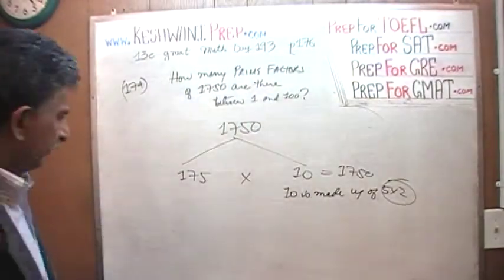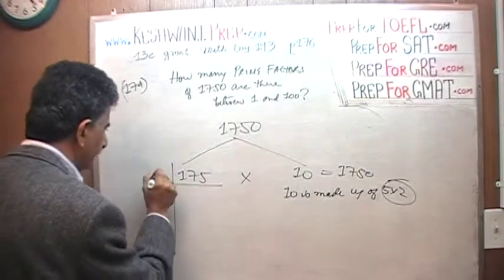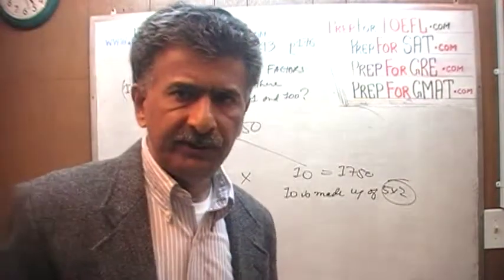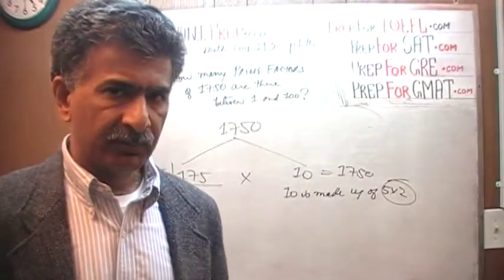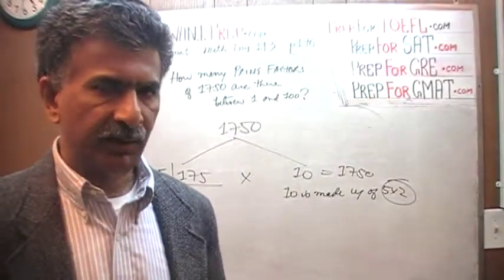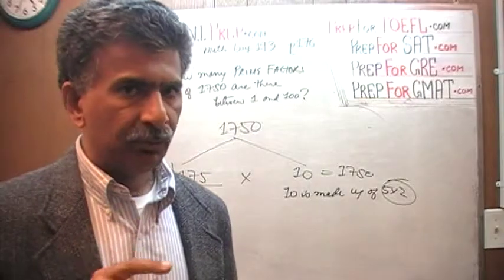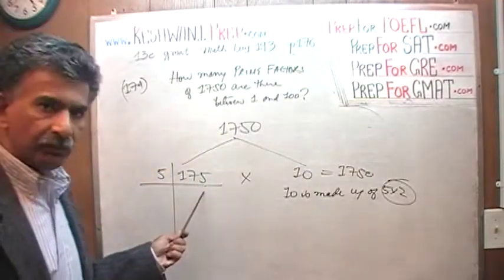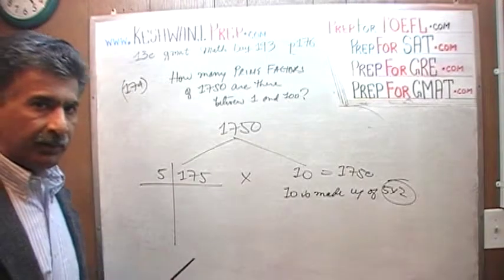Let's work on 1750, shall we? Divided by 5. Why divide by 5? Our job is to find the prime factors. And when you're looking for the prime factors, you have to start with the lowest prime factor that you can find. The lowest prime number is 2. We have to start with 2 and then 3 and then 5. Obviously we can't start with 2 because it's an odd number. Why didn't we try 3?